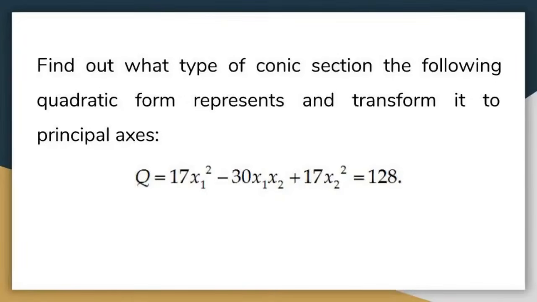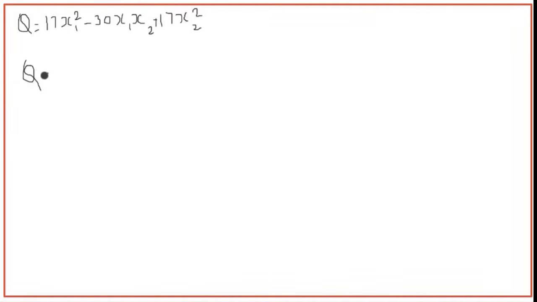The problem is to find out what type of conic section the following quadratic form represents and transform it to principal axis. Here q is equal to 17x1 square minus 30x1x2 plus 17x2 square, which is equal to 128.